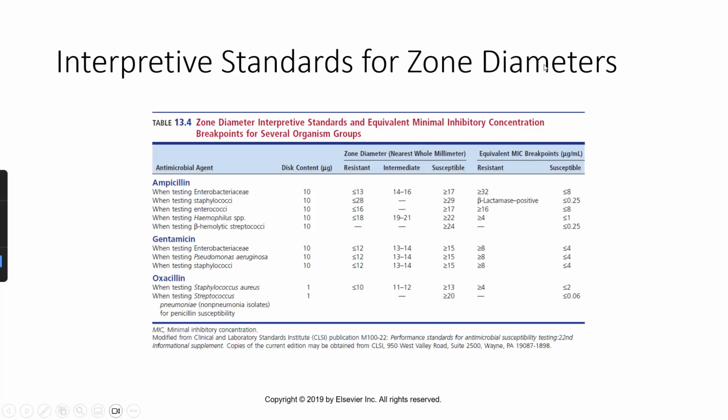And then here are the interpretive standards. This is just a sample table of what you would look at. So if I have an ampicillin disc on a plate of staph and I get a reading of 32 millimeters, I would go to ampicillin, staph, and look at 32. It would be considered susceptible because 32 is greater than 29.